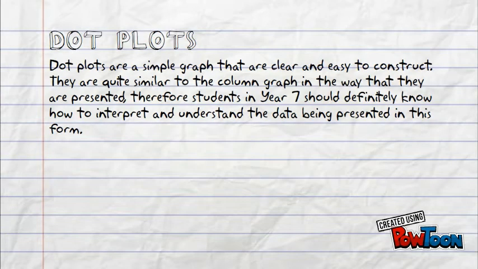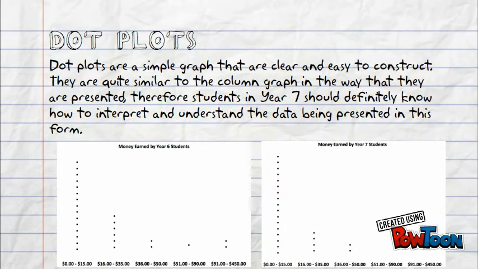Dot plots are a simple graph that are clear and easy to construct. If you think about it, they are quite similar to the column graph in the way that they are presented. Therefore, students in Year 7 should definitely know how to interpret and understand the data being presented in this form. The dollar value along the x-axis represents the amount of money the student receives each week, and the dots above represent the number of students that fall under that value bracket.